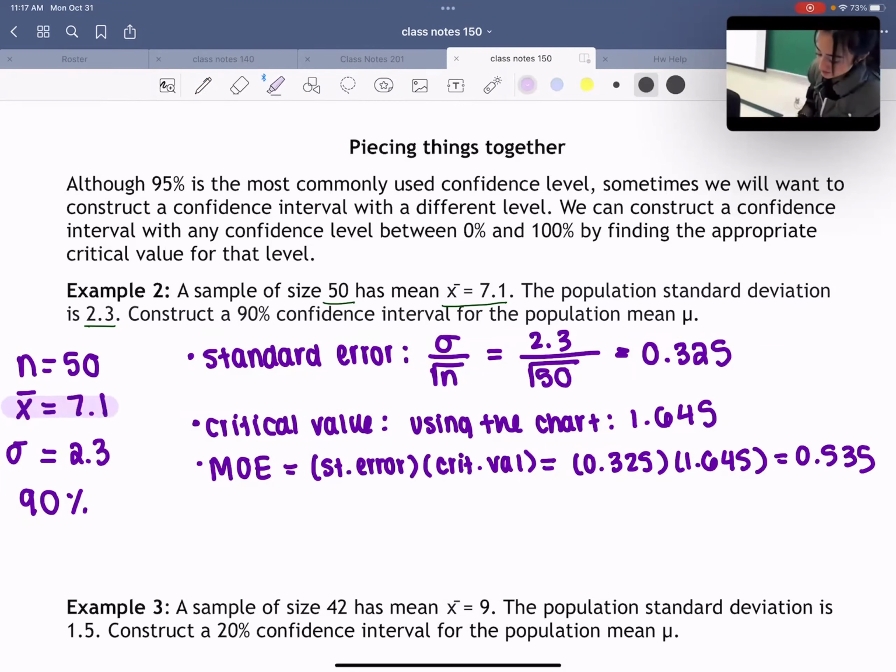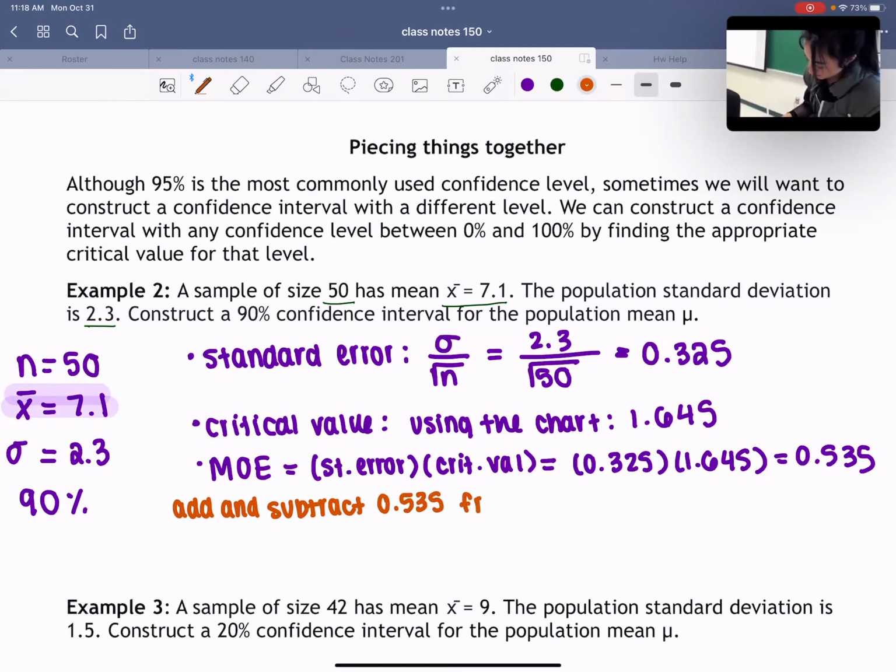We're adding and subtracting from this because we want to find the population mean. The number closest to the population mean is the sample mean, right? That's our best guess. Okay, so our next step is we are going to add and subtract our margin of error, 0.535, from 7.1. Now if you like setting up the interval, that's fine. I don't think we have enough space to do that, so I'm just going to take 7.1, add 0.535.